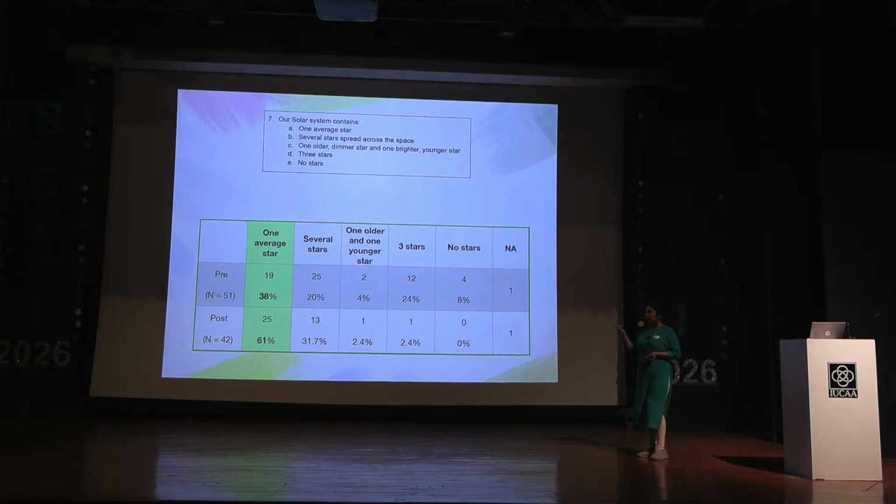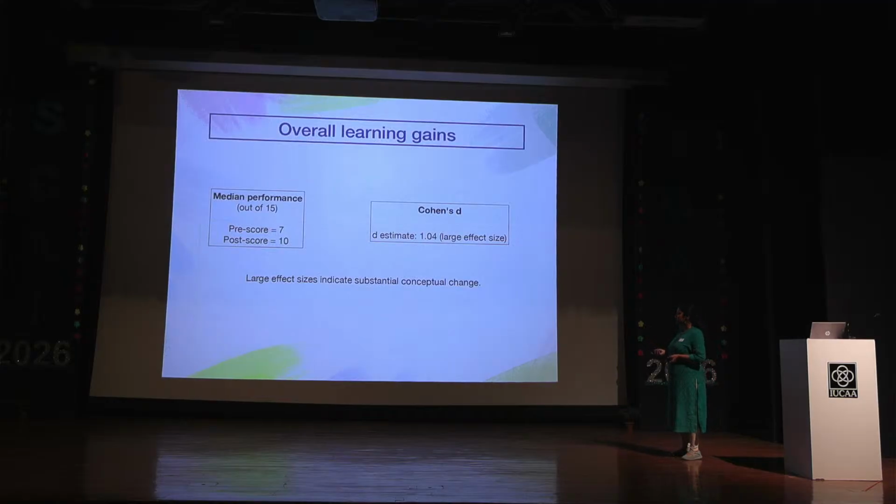Then this was about information. Our solar system contains how many stars? Of course, it's one star, our sun. So 38% to 61% it rose. So I was surprised to see that the most popular answer was several stars before the workshop. So yeah, we had lectures on life cycle of stars and the scales of the universe, etc. So those things address this indirectly.